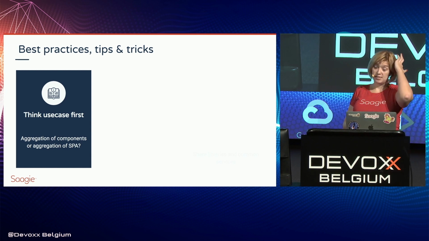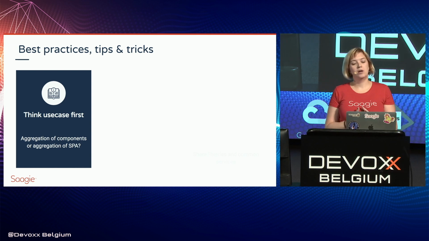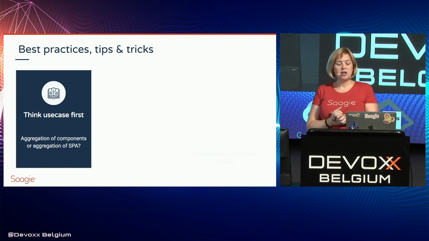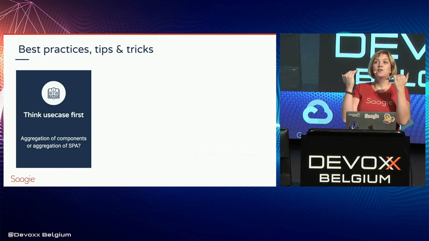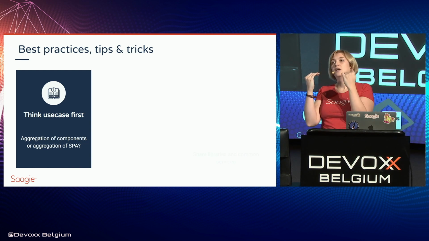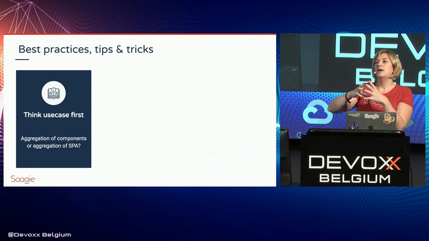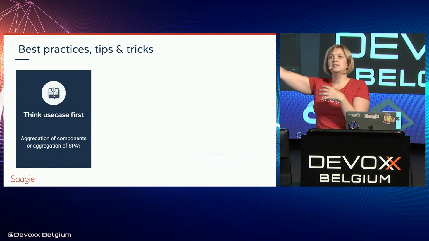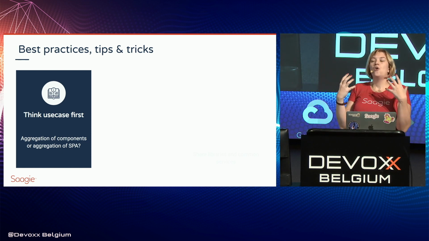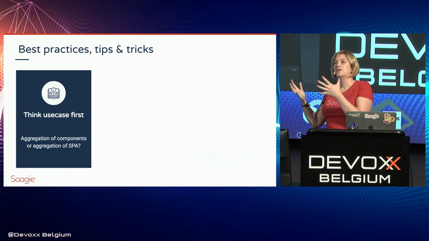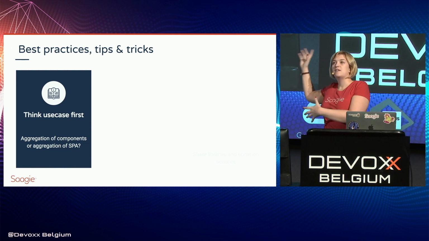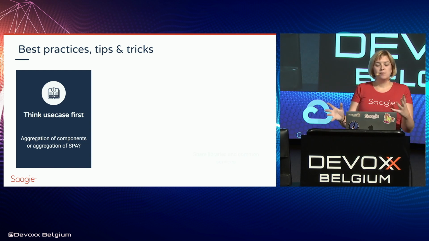So some best practices. If you want to try the Micro Frontend approach, think of your use case first. Are you going to make an aggregation of components? Do you really have a use case where you're going to expose a component coming from another team in your own page? Or are you going to make an aggregation of single-page applications? Because as you've seen previously, it makes a big difference.